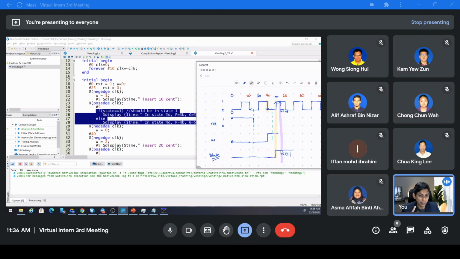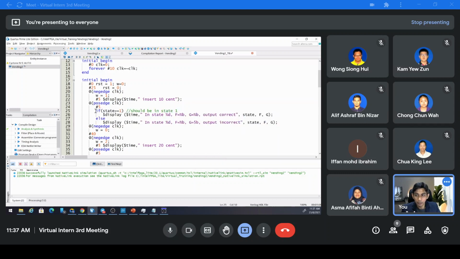In this case, the state, right? If it is 001, it means that our design is correct, at least when we insert 10 cents while in state 0. All right, so here we can check after the positive edge clock.